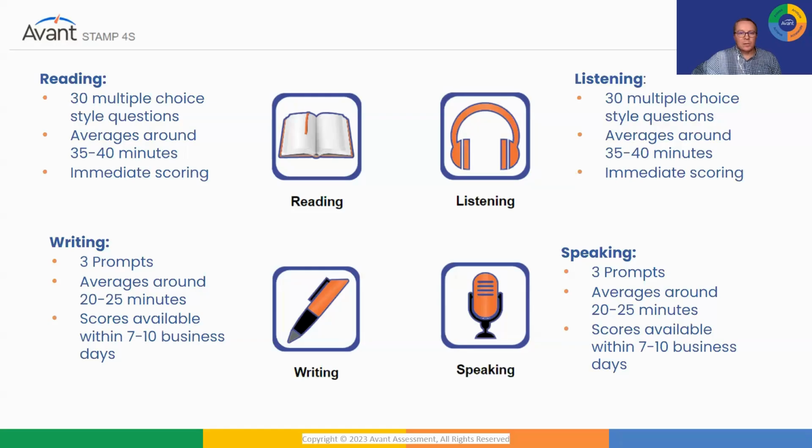With the STAMP WS, the login and self-assessment takes approximately 15 minutes, and writing and speaking takes the average test taker 20 to 25 minutes in each of those sections.